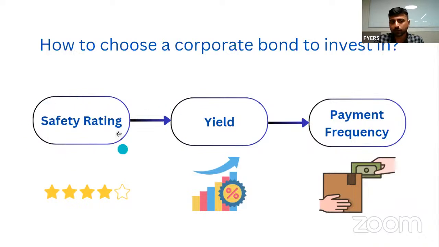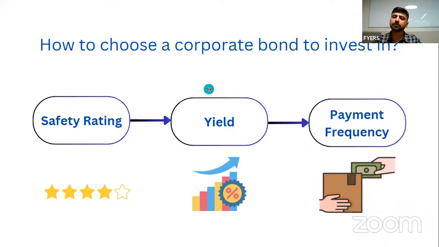So the first thing we look at is the safety rating. Triple A, almost nothing to worry about. Double A, you're still fine. A, you're still fine. When you're going into the triple B category, like we had seen, then it becomes slightly risky. From then onwards, you should be careful. Once you're convinced with the safety rating, post that look at the yield.